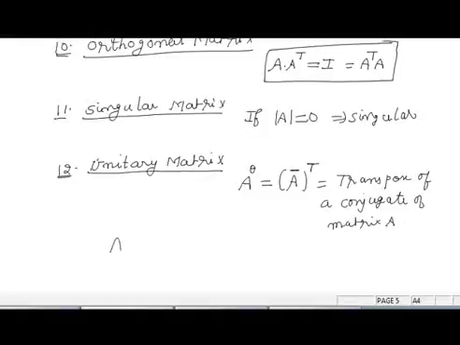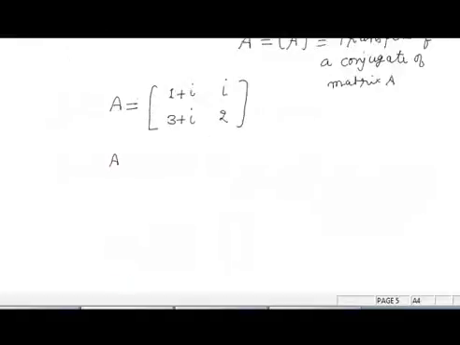So let's consider one example. Let's say, for example, A is nothing but 1 plus I, 3 plus I, and 2. The first thing I need to do is to take the complex conjugate of this matrix. We'll do it step by step. So we need to take the complex conjugate of each term. The complex conjugate of 1 plus I is 1 minus I. Complex conjugate of I is minus I. For 3 plus I, it will be 3 minus I. And since 2 is a real number, it will remain the same.